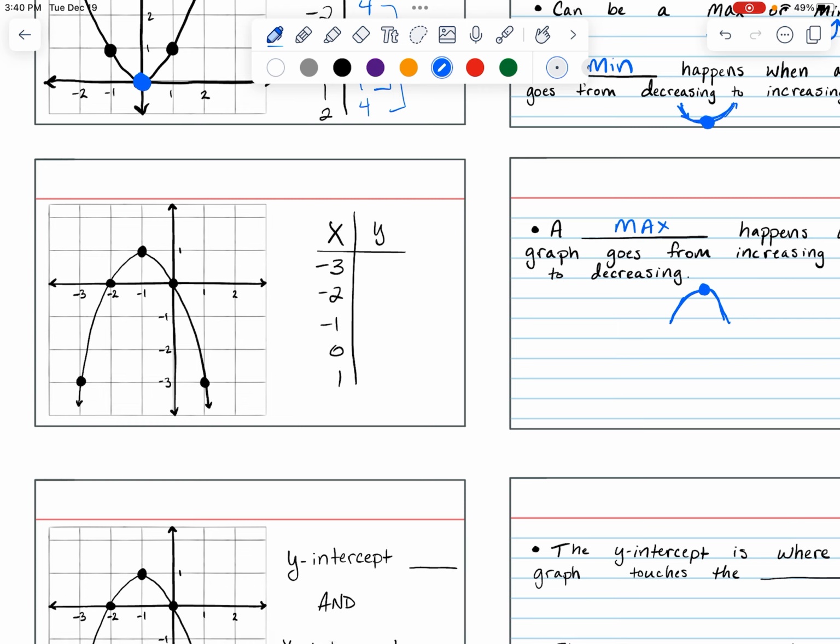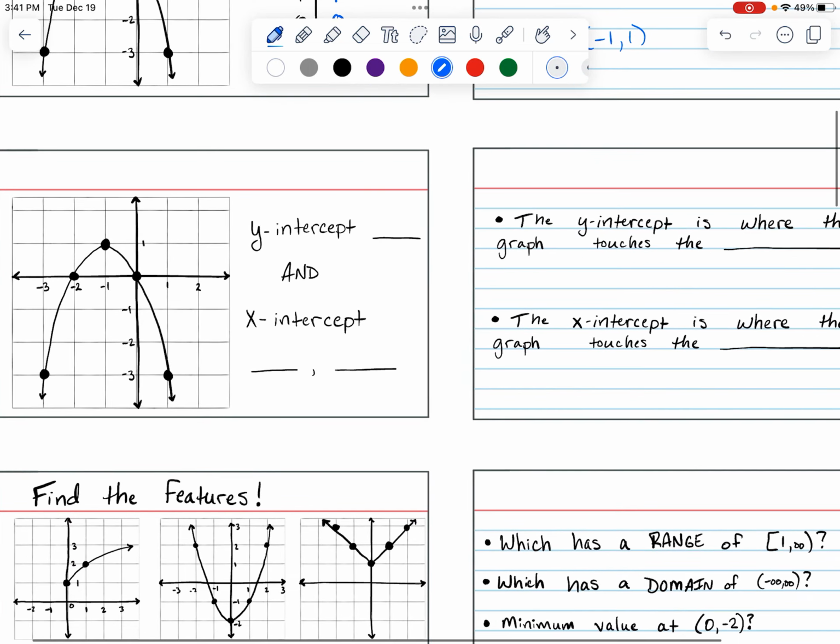Okay, so let's look at these points. For the next graph of f of x, at x equals -3, we have -3. At -2, it's 0. At -1, it's 1. At 0, it's also 0. And at 1, it is -3. And so here, our maximum point is at the vertex, which is at -1, 1.